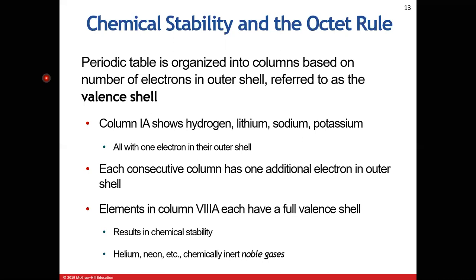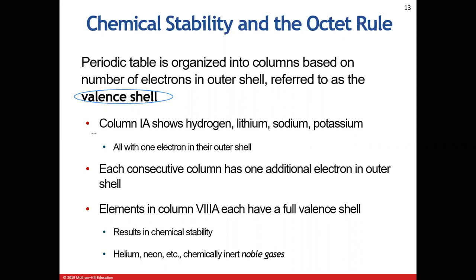So when we look at the periodic table, we have to understand that it's organized into columns based on the number of electrons in the outer shell. And this outer shell is going to be referred to as a valence shell. Okay, let me go ahead and circle this. A valence shell. Now, when we look at column 1A of the periodic table, it's going to show hydrogen, lithium, sodium, and potassium all within that first column. What that means is it has one electron in its outer shell.